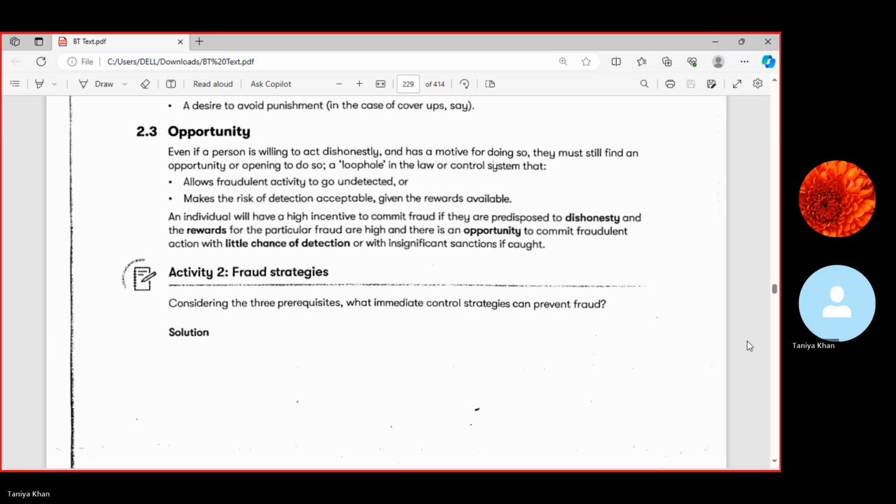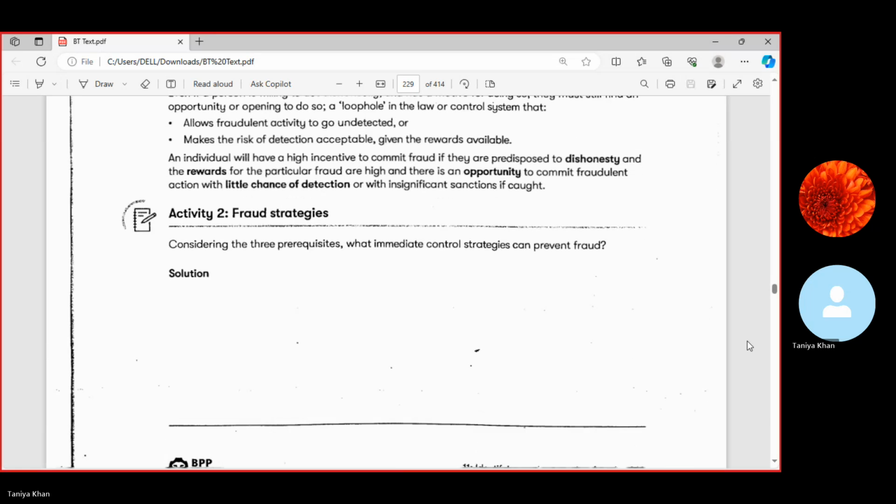Now, an individual will have a high incentive to commit fraud if they are predisposed to dishonesty, the rewards for the particular fraud are high, and there is an opportunity to commit it. So all three things are required in order to commit a fraud. First of all, you should be a dishonest person. Second, you should be motivated to do that. And third, you should get the opportunity to commit that particular thing. And in opportunity, again, two things are there. Sometimes by loopholes, something remains undetected, and even if it is detected, you are ready to face the consequences. Okay, so that is about opportunity.